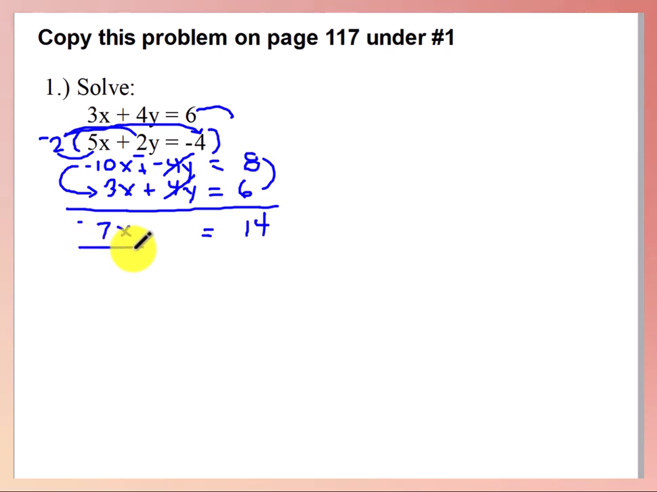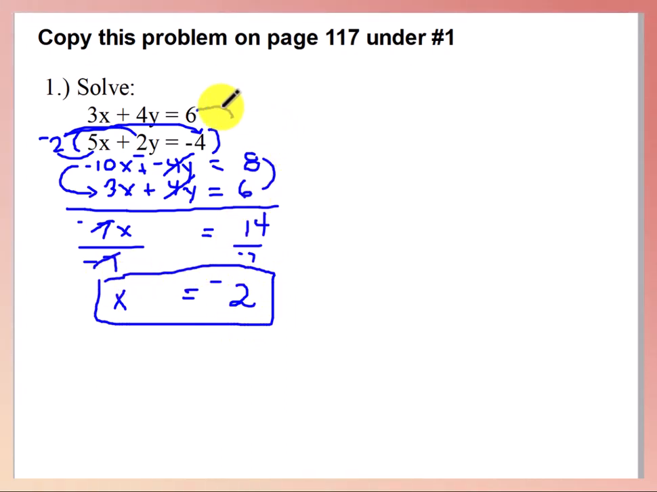Divide both sides by negative 7. Negative 7 over negative 7 is 1x. Bring down the x, bring down the equal. 14 divided by 7 is 2. Positive divided by a negative is a negative. So we have our x.